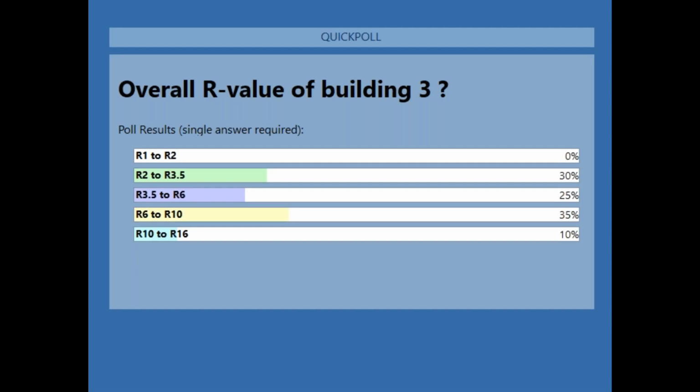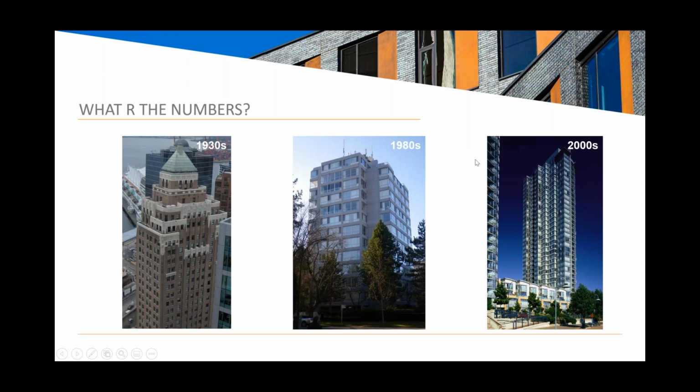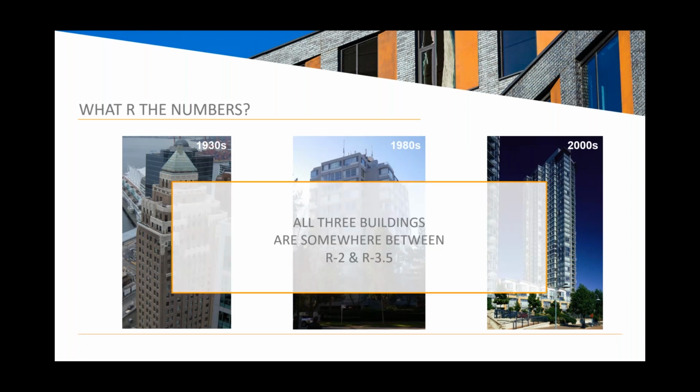So another good mix of answers throughout the spectrum, and the majority of people actually thinking R6 to R10, so a better performing building than the other two for the majority. So thank you again, and I'll go back to the presentation now and conclude that all the buildings actually have an R value somewhere between 2 to 3.5, which was the second out of the 5 guesses for each one of the polls.